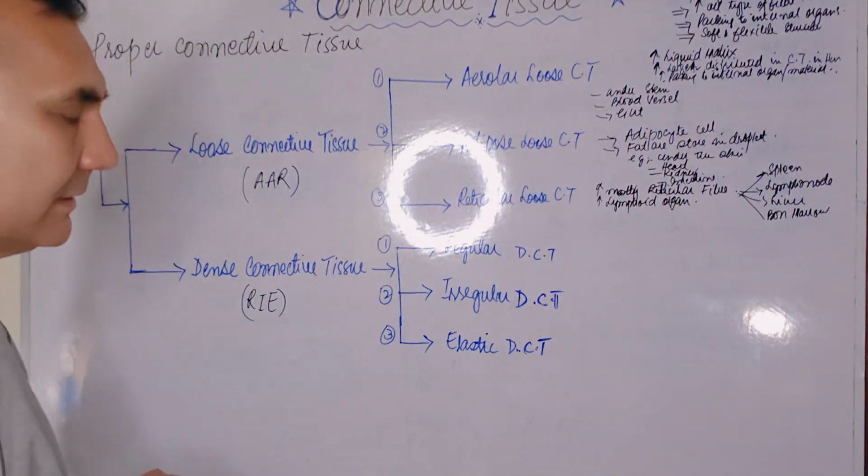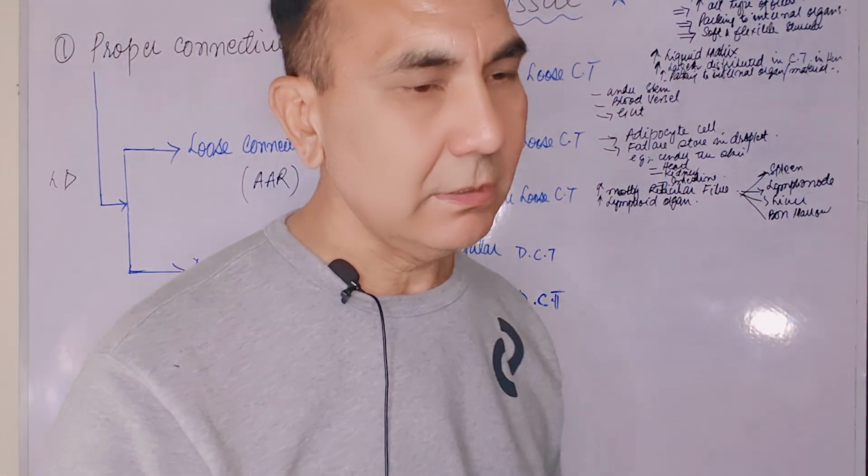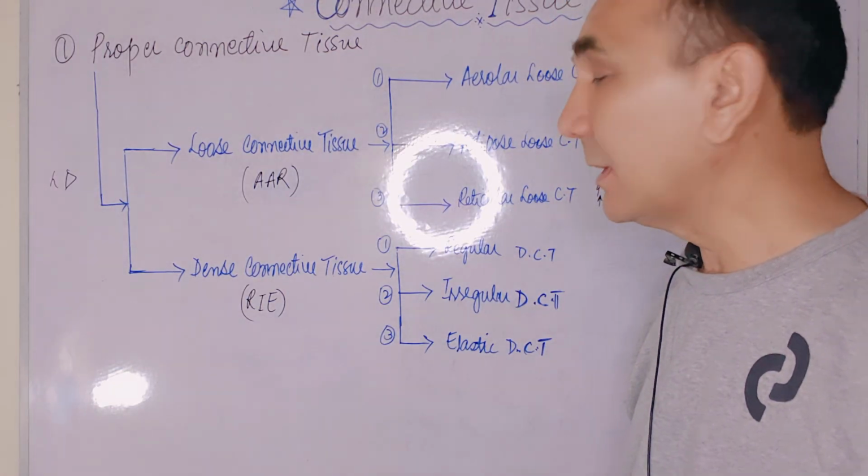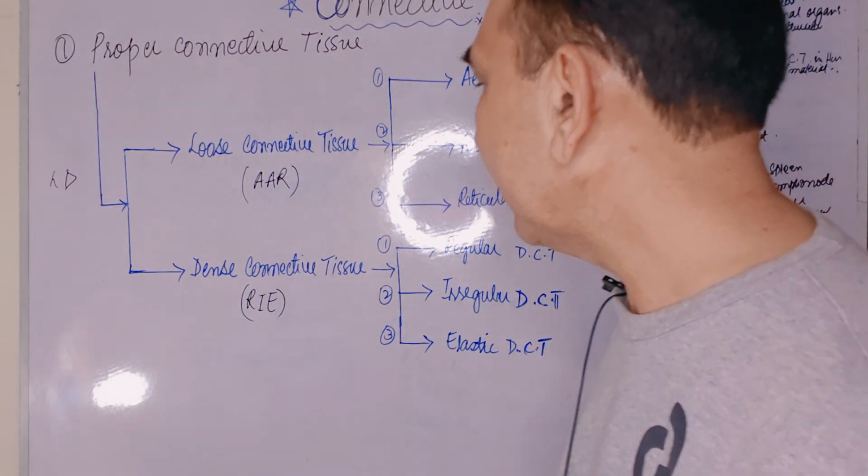Now we will discuss the second type of the proper connective tissues, the dense connective tissue. The dense connective tissues have some characteristics.